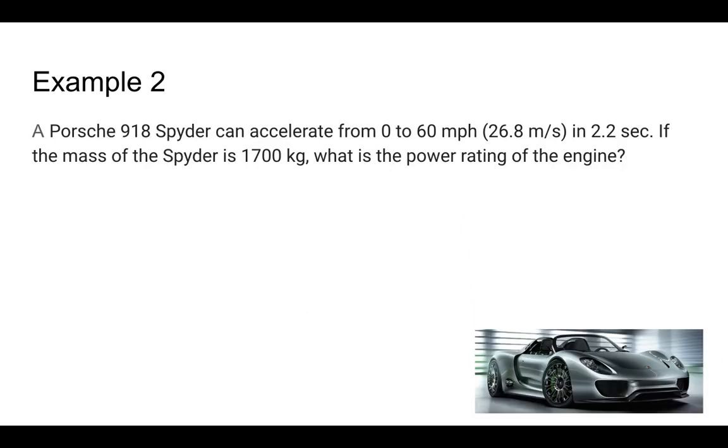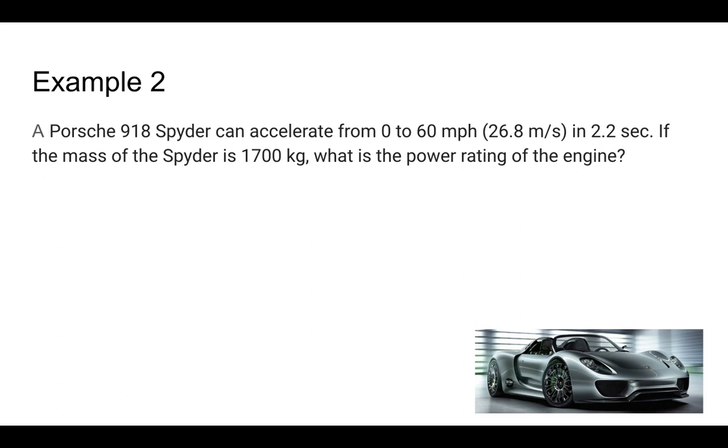Okay, example number 2, we have a Porsche 918 Spyder, however you say that, can accelerate from 0 to 60 miles per hour, which is 26.8 meters per second, in 2.2 seconds. If the mass of the Spyder is 1,700 kilograms, what is the power rating of this engine?